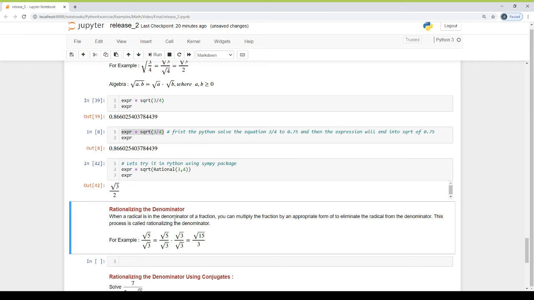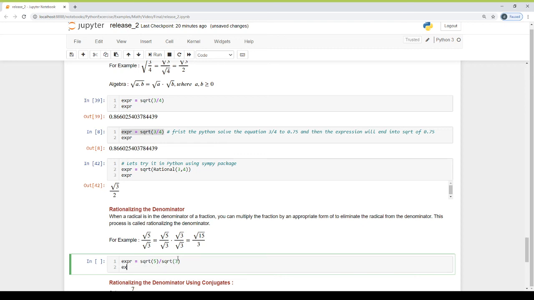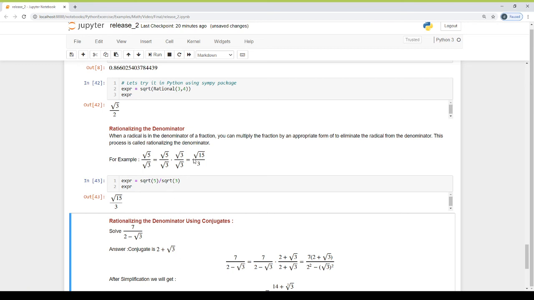Rationalizing the denominator. When a radical is in the denominator of a fraction, you can multiply the fraction by an appropriate form. This is a method of simplification, and this process is called rationalizing the denominator. This is a way of simplification of radicals or rational exponents. For example, expression is equal to square root of 5 divided by square root of 3, and we get under root 15 by 3.